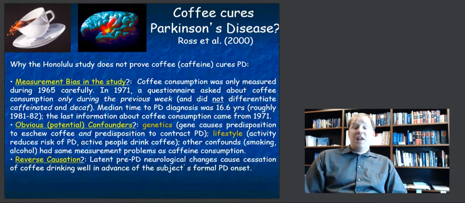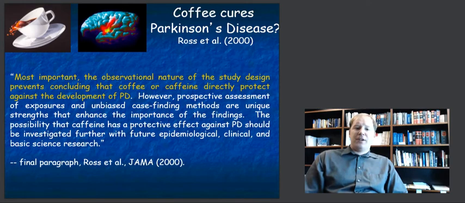There's also always the question, remember directionality when it comes to causation, that the reverse is true. Perhaps latent pre-Parkinson's disease neurological changes occur, and whatever those changes in the brain are cause people to stop drinking coffee also. And so as a result, the reverse is always possible when you have an observational study design such as this one, which can't rule that out. So even the study authors in this case, in their final paragraph, were honest about this when they published this article in the Journal of the American Medical Association.